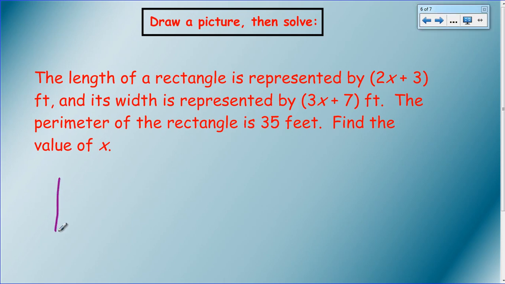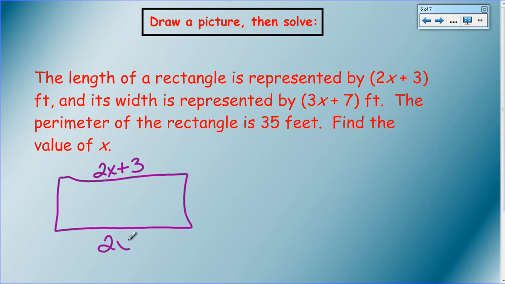So I know I've got a rectangle, so I'm going to draw a rectangle, and I'm going to label it. The length is 2x plus 3, and because it's a rectangle, there are two lengths. You have to label them both. If you just label one of them, it's inevitable that you're just going to add two sides and then you'll get confused. The width is 3x plus 7, so I'm going to label both of those. Then it says that the perimeter of the rectangle is 35 feet. They want you to find the value of x. We got to find out what x equals.